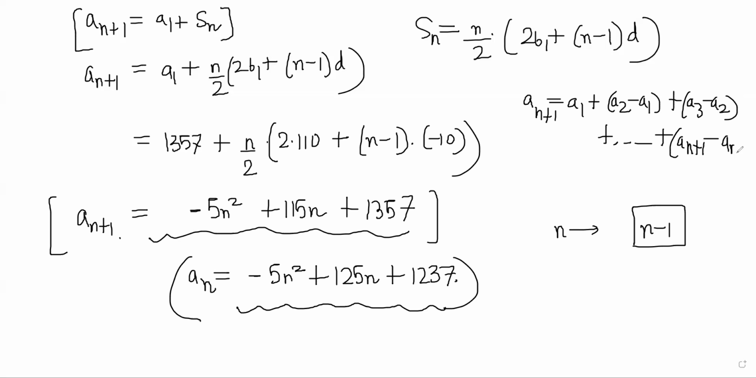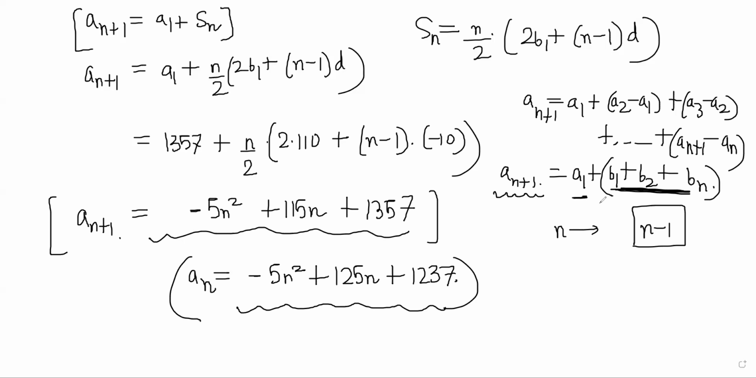So this is important because this was written as A1 plus B1 plus B2 till Bn. Okay? And this became your Sn of the difference sequence. This is the sum to n terms of the difference sequence. And basically you're saying that for any arithmetic sequence of higher order, you can write the n plus 1th term as A1 plus the sum to n terms of the difference sequence. That is something that you should keep in mind.